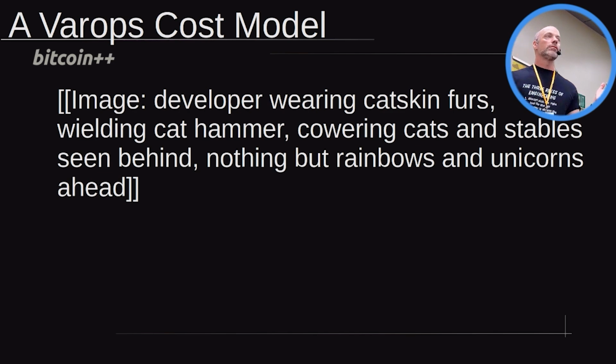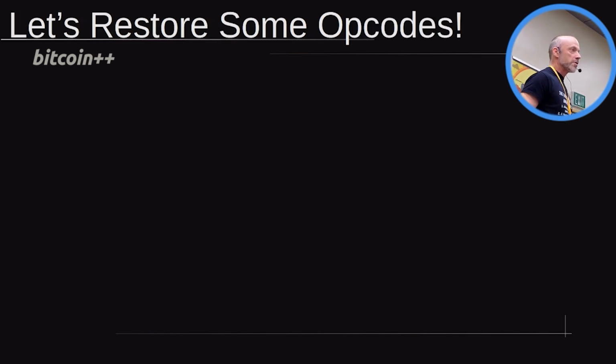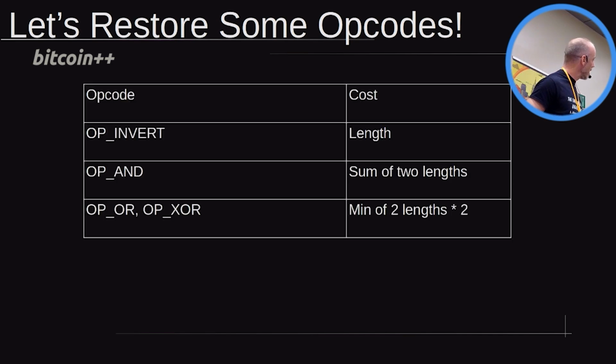So we have our model. And this constrains our worst case behavior. So let's restore some opcodes now, okay? Let's start with the bitwise ones. OP_INVERT flips every bit. Well, the cost is obviously the length, that's easy.